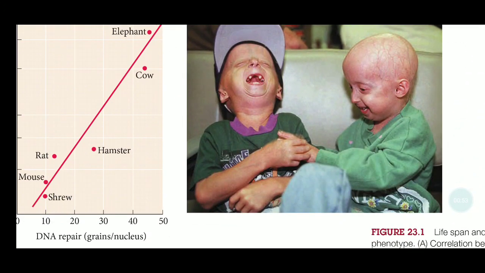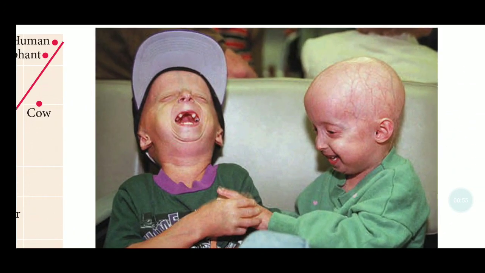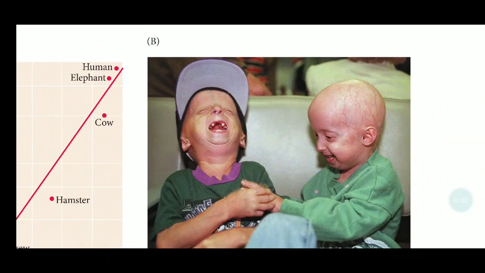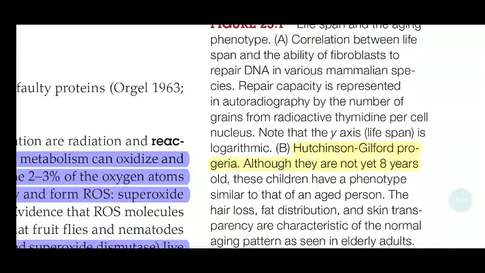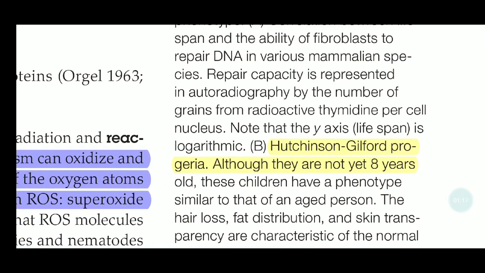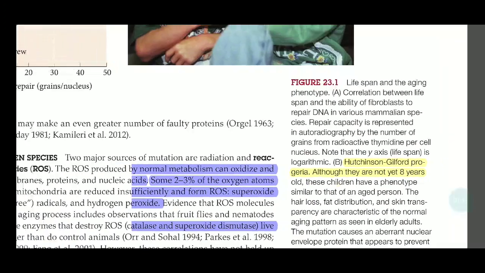In this picture you can see two young, very young, but appearing as very old indeed. They are affected by a mutation that causes those repairing enzymes to become mutated, and that leads to the aging process very fast. This is called Hutchinson-Gilford progeria disease.